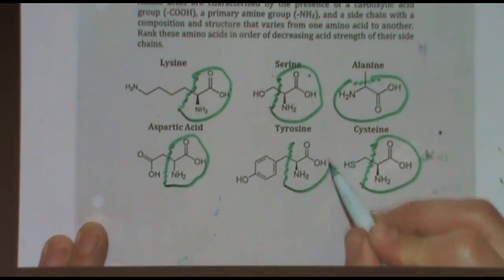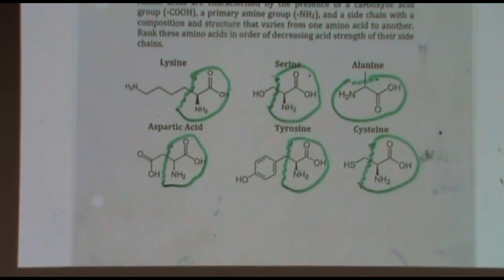So what we're doing on this, the part that is not circled is called the side chain. We want to rank those in terms of acid strength for the side chain. Okay? So let's do at least the easy ones. There's 1 or 2 that are a little crazier.